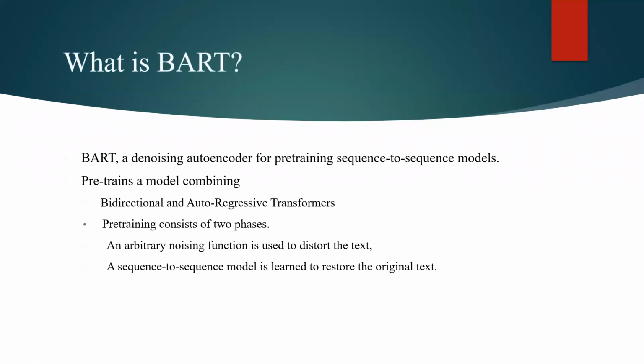What is BART? BART is a denoising autoencoder for pre-training sequence-to-sequence models. It pre-trains a model combining bidirectional and autoregressive transformers. Pre-training consists of two phases. An arbitrary noising function is used to distort the text. A sequence-to-sequence model is learned to restore the original text.